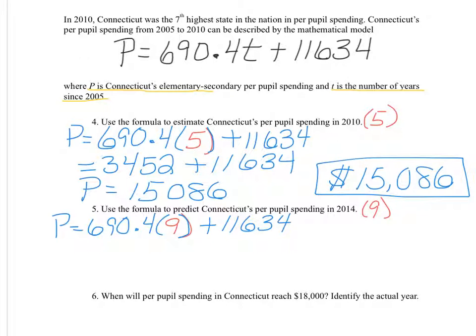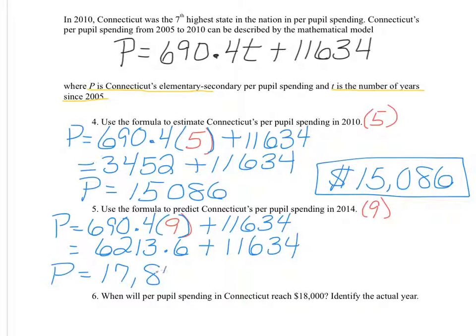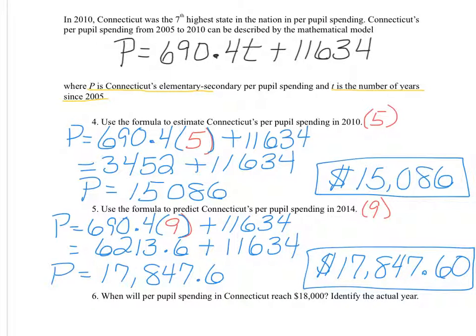690.4 times 9. This is 6,213.6, plus 11,634. Add those two together and you get P is equal to 17,847.6. Don't forget this is money, so our answer is really $17,847.60 in per pupil spending.